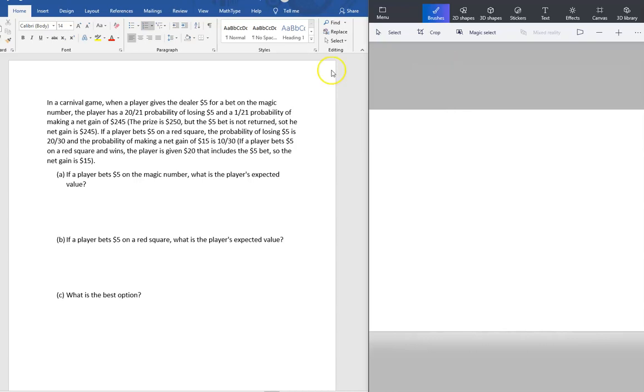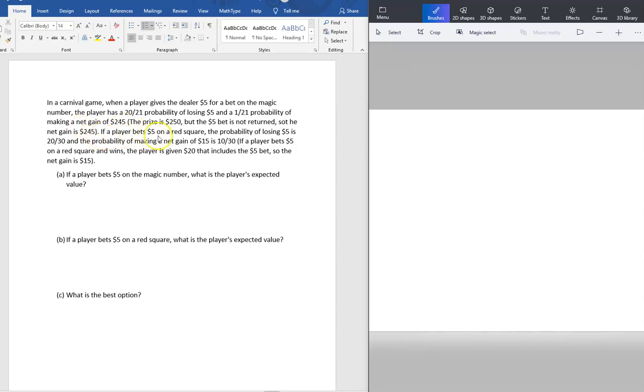So I've come up with a similar question, changed a few things, but made it a very similar question over here on the left side of the screen. In a carnival game, when a player gives the dealer $5 for a bet on the magic number, the player has a 20/21 probability of losing $5 and a 1/21 probability of making a net gain. And then it gives you all this information about the prizes. Then it goes on to talk about another event.